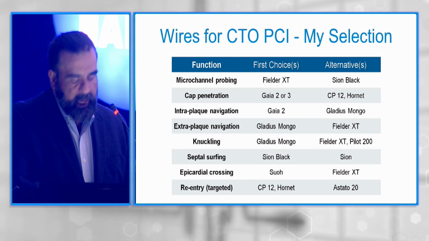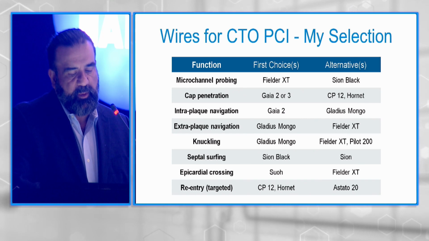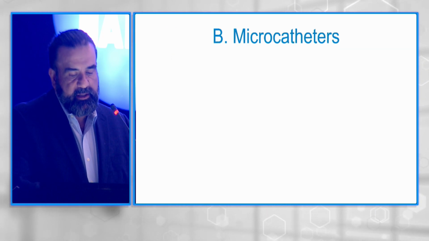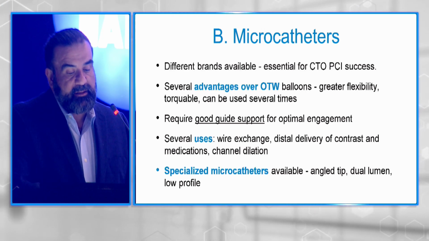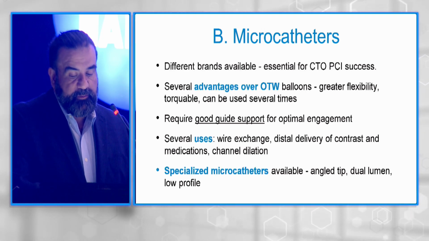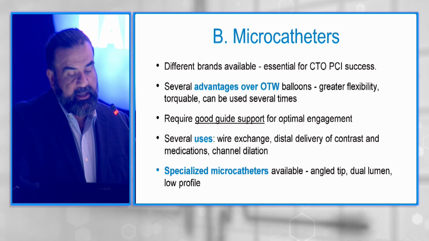So most of you should be able to come up with a core selection of wires, and that was a question that came up in one of the sessions this morning. Okay, but a wire alone is not enough. You also need microcatheters. Again, you have different brands available, essential for CTO PCI success.